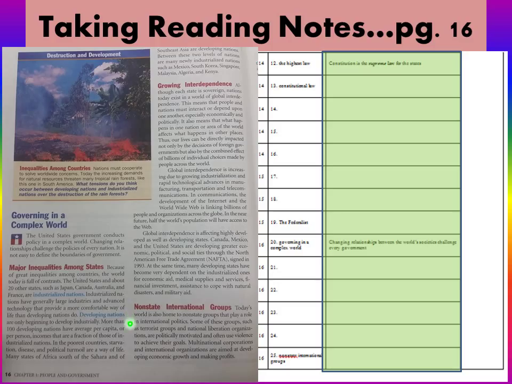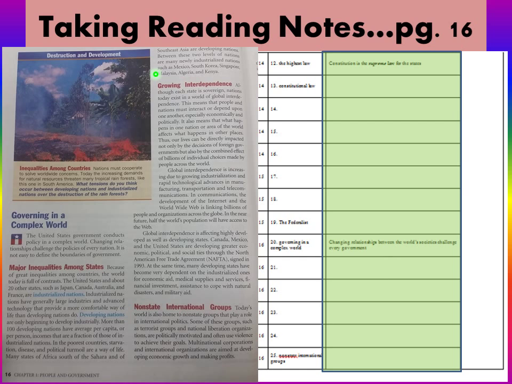More than 100 developing nations have average per capita or per person incomes that are a fraction of those of industrialized nations. In the poorest countries, starvation, disease, and political turmoil are a way of life. Many states of Africa, south of the Sahara, and of Southeast Asia are developing nations. Between these two levels of nations are many newly industrialized nations, such as Mexico, South Korea, Singapore, Malaysia, Algeria, and Kenya.